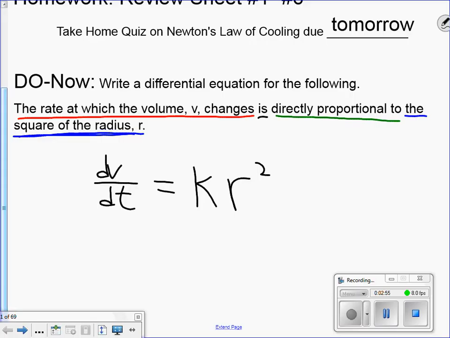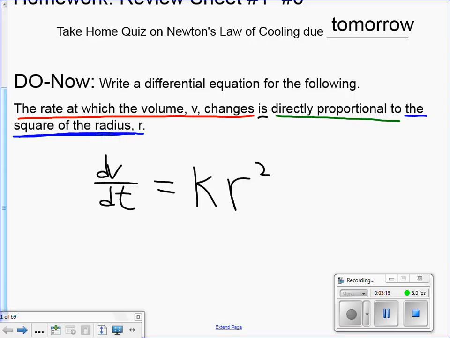If you go through step by step, so underline in red, that's dV/dt. Is is your equals. Directly proportional to some number k times, might be 1% of or whatever it is, and then the square of the radius. I just want to get in the habit of translating from words to symbols. We're not doing anything with this.